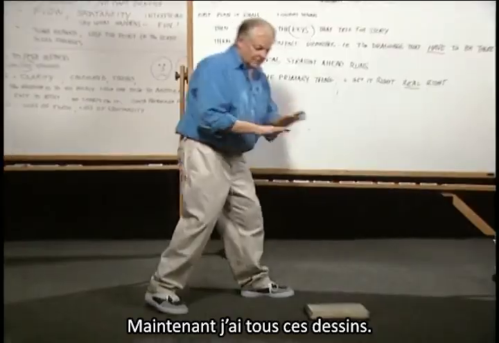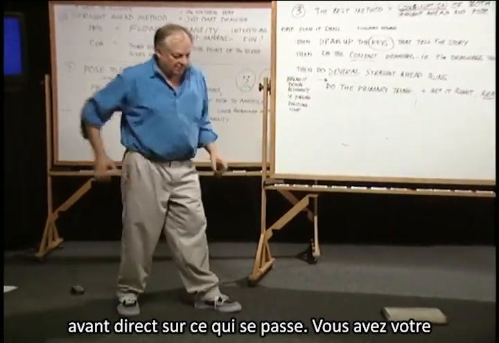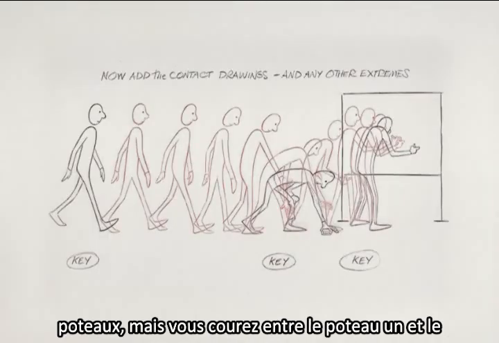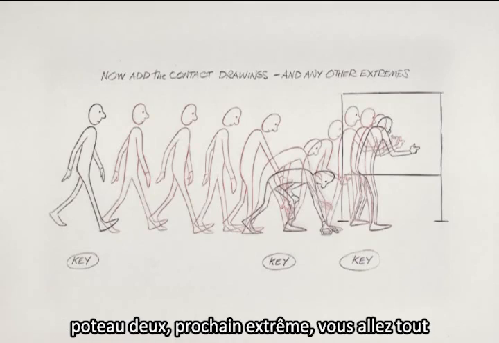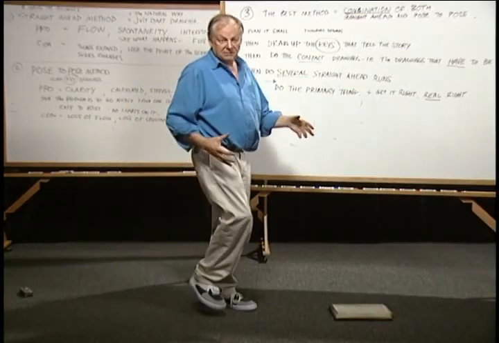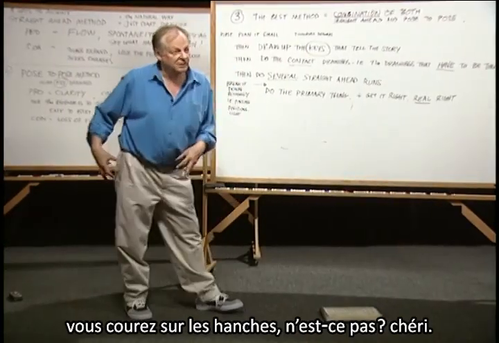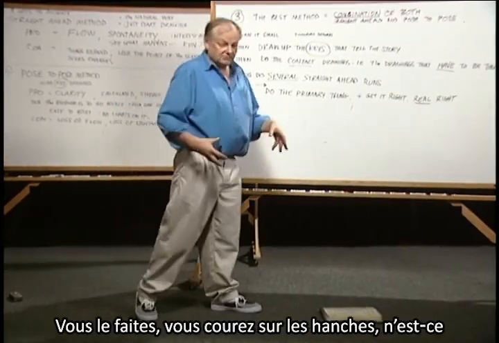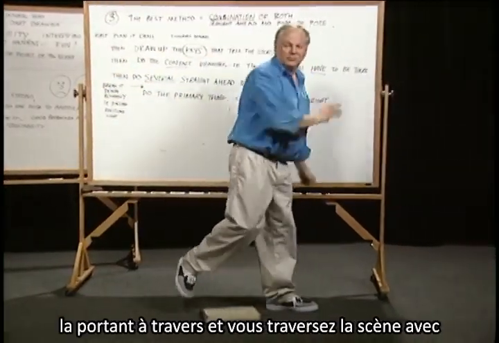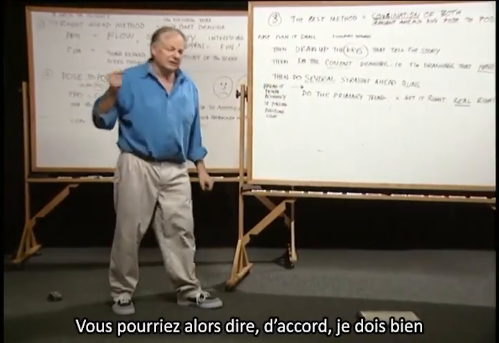Now we've got all these drawings. Then take drawing one and then do a straight ahead run on what's happening. You've got your fence posts, but you're running between fence post 1 and fence post 2, your next extreme. You go straight ahead with the hips, say. Everything's from the hips, practically, isn't it? Dancers always say, start putting from the hips, dearie. You do your run on the hips, right? And then you do a run on the hips, carrying it through, and you run right through the scene with the hips. You may say, okay, I've got to get the head right.